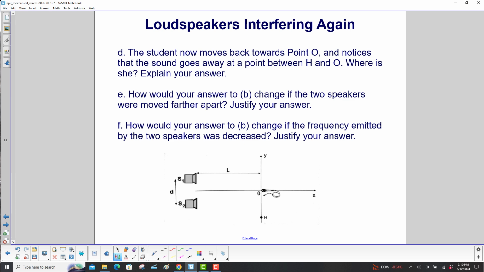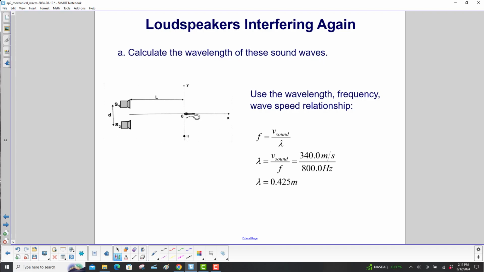Justify your answer. Calculate the wavelength. Use the wavelength frequency wave speed relationship right over here. f is equal to the velocity of sound over lambda. Substitute in our numbers, and we get a wavelength of 0.425 meters.